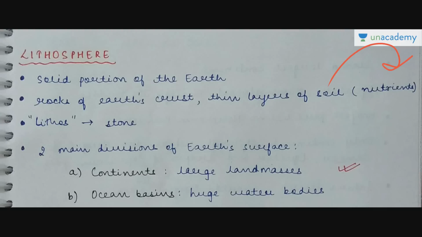Then the earth in general is divided into 2 parts, the continents and the ocean basins. The continents are the large landmass area. So in lithosphere we will cover the continents, and when we talk about the hydrosphere, that is the water bodies, we will talk about the ocean.